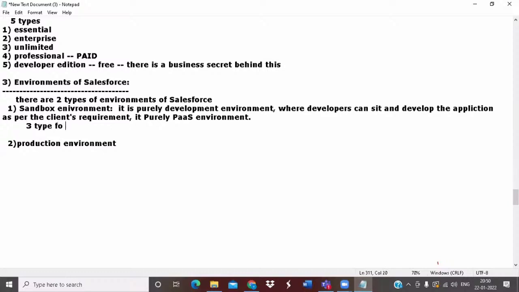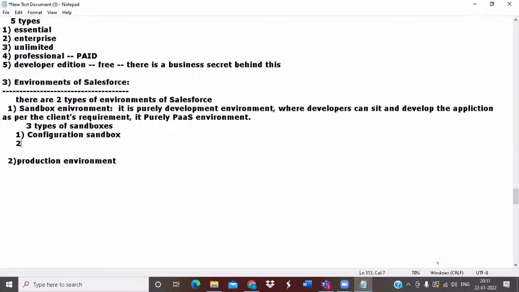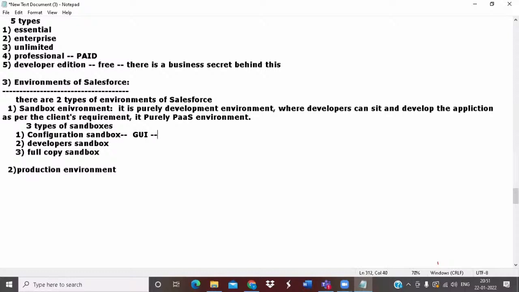There are three types of sandboxes. The first one is the configuration sandbox. The second is the developer sandbox. The third one is the full copy sandbox. So there are three types: configuration sandbox, developer sandbox, and full copy sandbox. The configuration sandbox is completely based on the GUI. Do you know what GUI stands for? Graphical user interface.